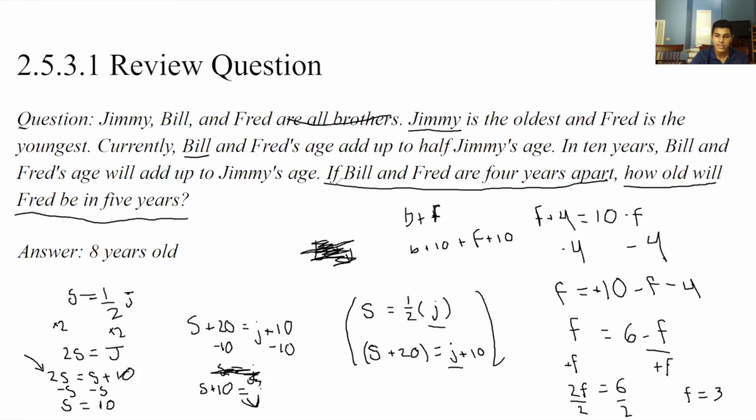And then it says, and you need to be careful to make sure to read this, because I did this all the time in IMLEM. I always forgot to read the question and read what it's asking. It says, how old will Fred be in 5 years? So if I take Fred's age and add 5, that gives me 3 plus 5, and 3 plus 5 is 8. In 5 years, Fred will be 8 years old.